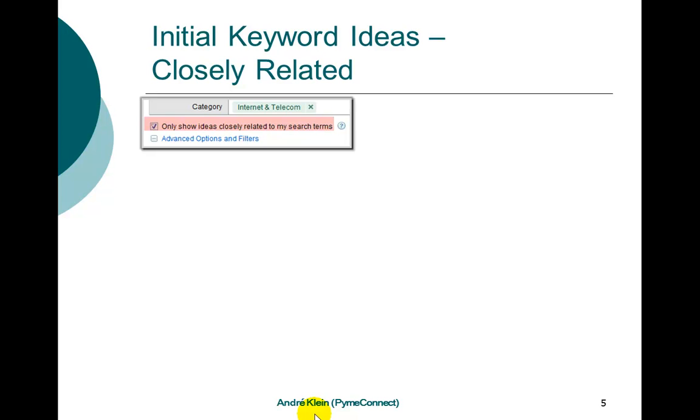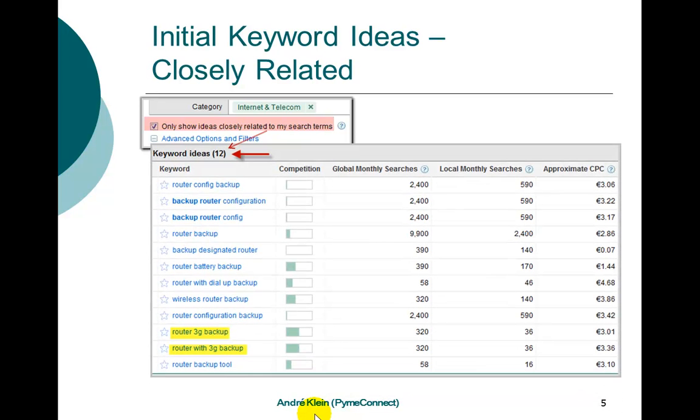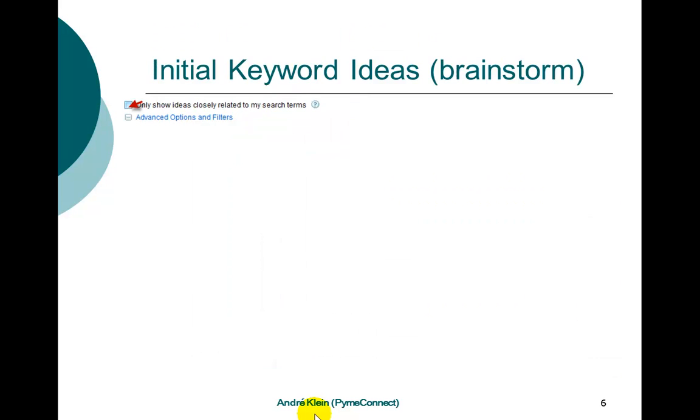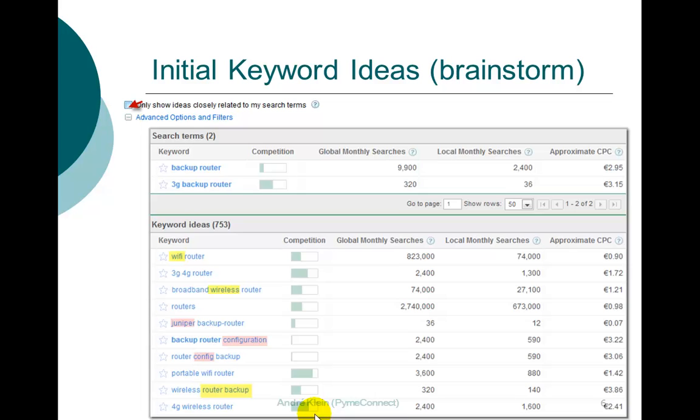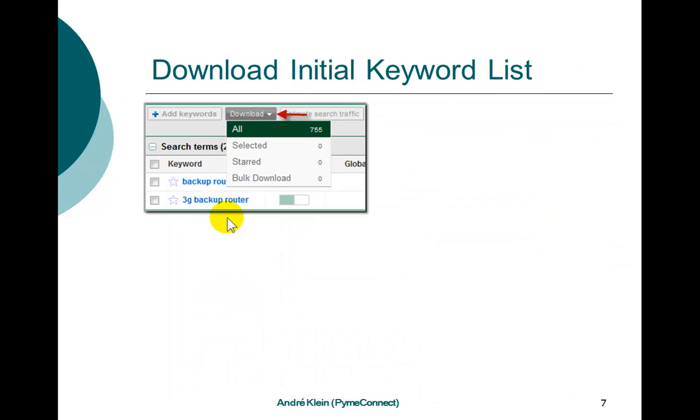So just to show you an example of the results of the closely related research. Here you see that there are some twists basically to the words I'm already using, which are pretty important because routers with 3G backup is exactly what we are looking for. And this is the initial keyword search where I've got this unchecked. There's a lot more to brainstorm, and you can see I have here 753 results already, so I'm below the limit, but I may still want to add some additional negative keywords.